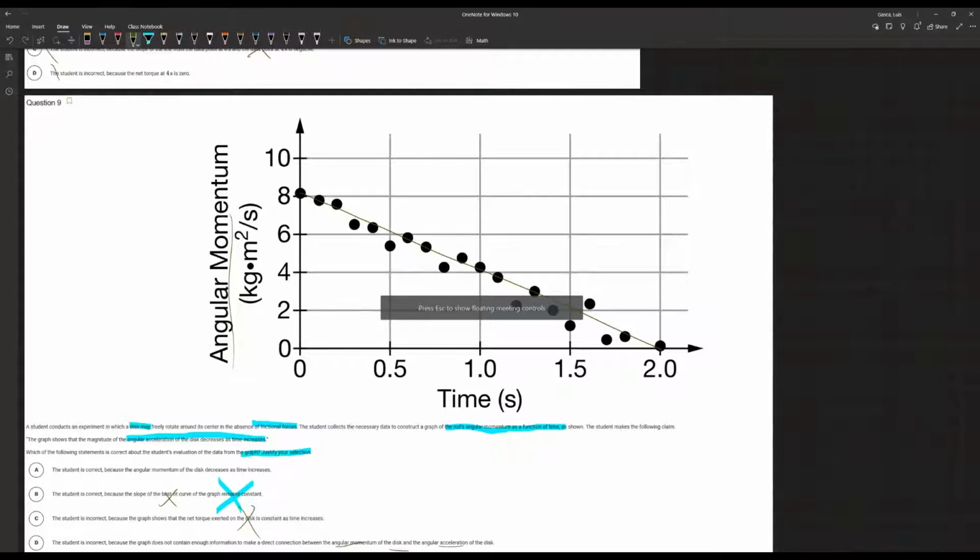Hold on. Actually, I read the question wrong. I was going to say the magnitude of the angular acceleration of the disk decreases. The student is incorrect because the slope here is constant. And if we look at the slope, well, the net torque is equal to the change in angular momentum over the change in time. So definitely the slope is constant, aka alpha is constant.